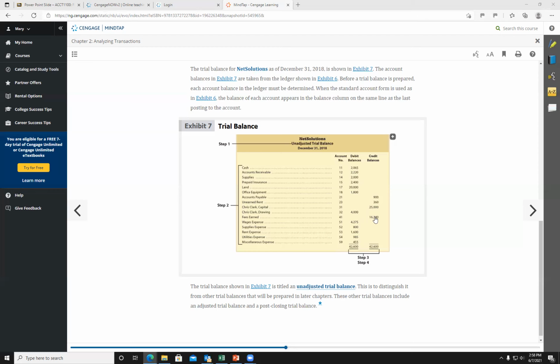Let's move on to our revenue and expenses. The only revenue account listed here is our fees earned revenue for services provided, and revenue is increased with a credit, so its normal balance should be a credit. And then we have all of our different expense accounts. Again, expenses are increased with a debit, so the normal balance is a debit. So there are different checks and balances you can do to make sure that your entries are recorded correctly to the ledger, and that's what this trial balance does.